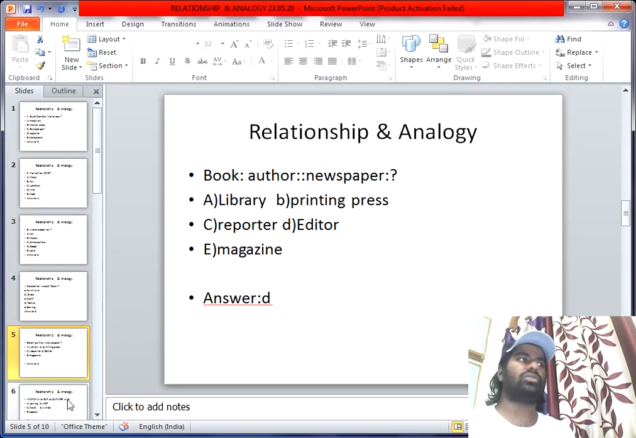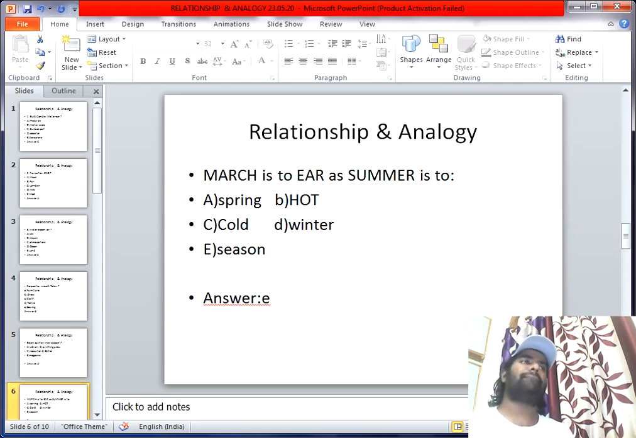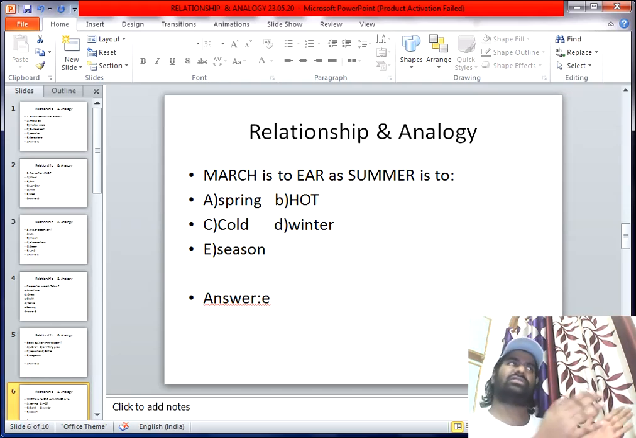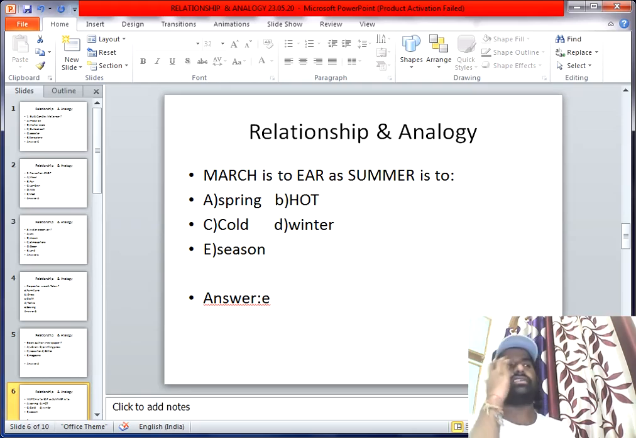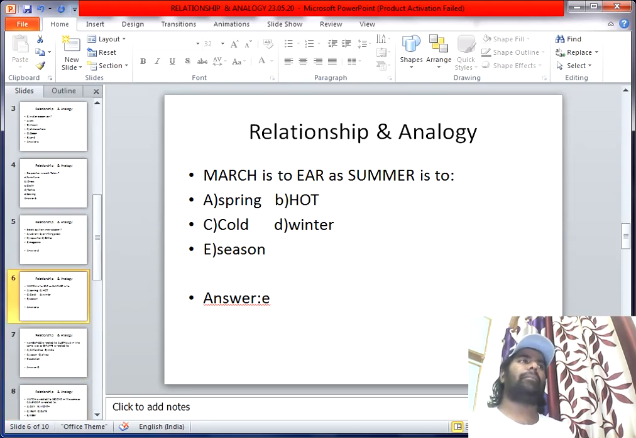So the next question is: March is to year. We are done with finding the unknown in the combination part. Now we'll be moving into the pattern analogy part. So the next one is: March is to year as summer is to what? These are the questions which are going to turn up in an exam. So the right answer will be season.